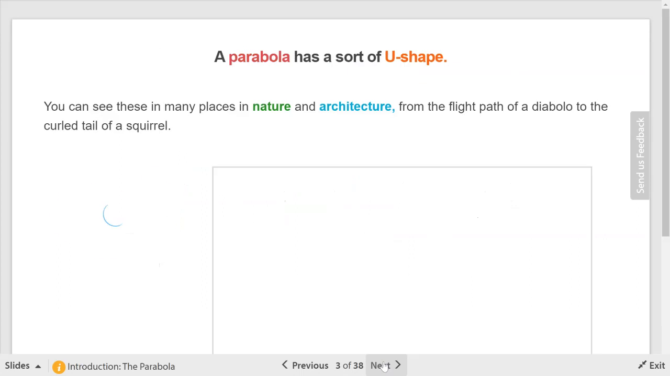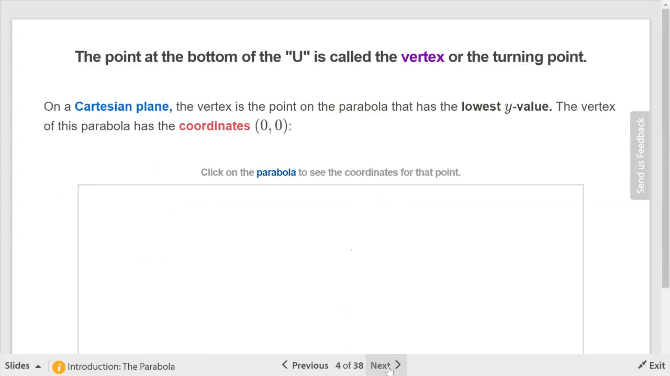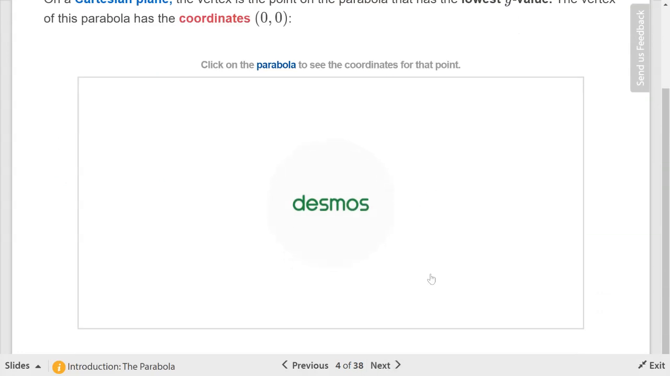Now, you can see a parabola has a sort of U shape. You can see it in many places in nature and architecture, from the flight path of a diabola to the curled tail of a squirrel. All right, you can see it's got a shape of some kind of parabola. Okay, but they do exist in the world a lot.